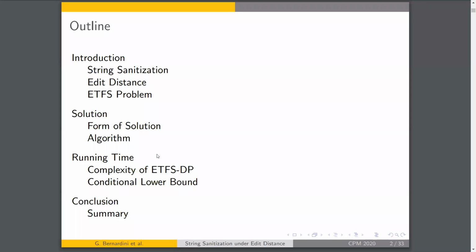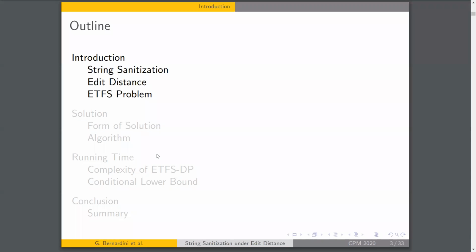Solution to ETFS and an algorithm how to find it. Thirdly, I will prove the complexity of our ETFS algorithm and prove conditional lower bounds on the complexity of any algorithm solving ETFS. And I will end with a short summary of the talk. So let's start with the introduction.